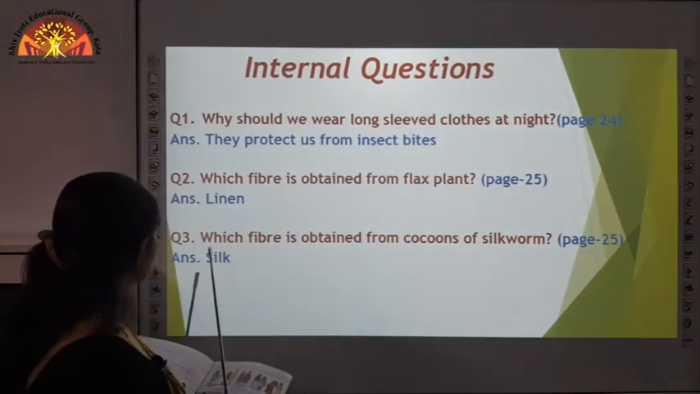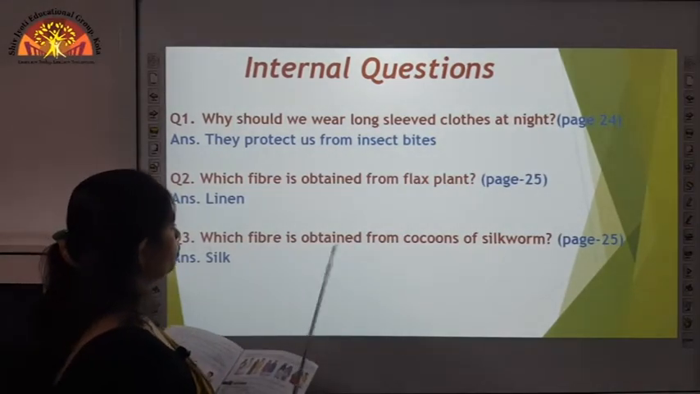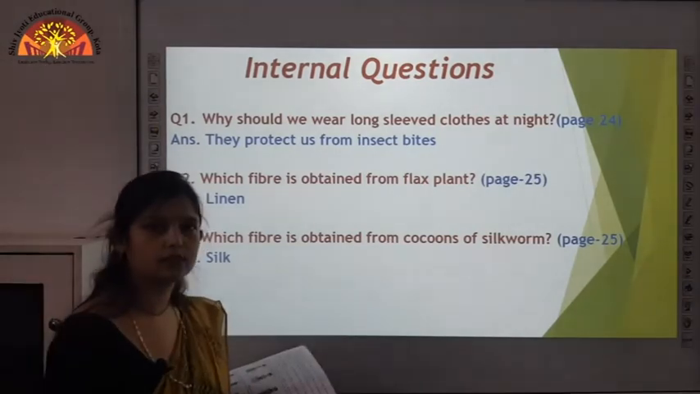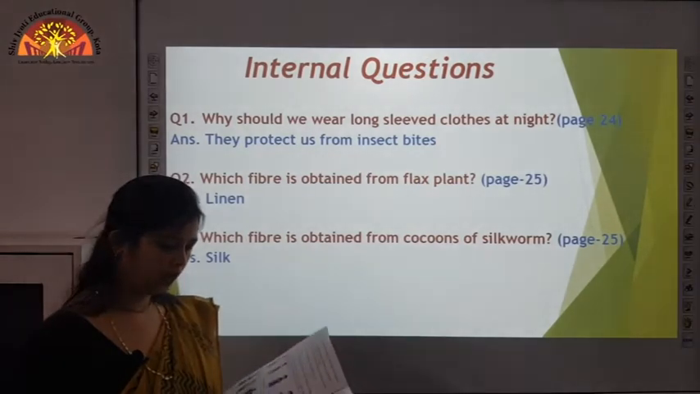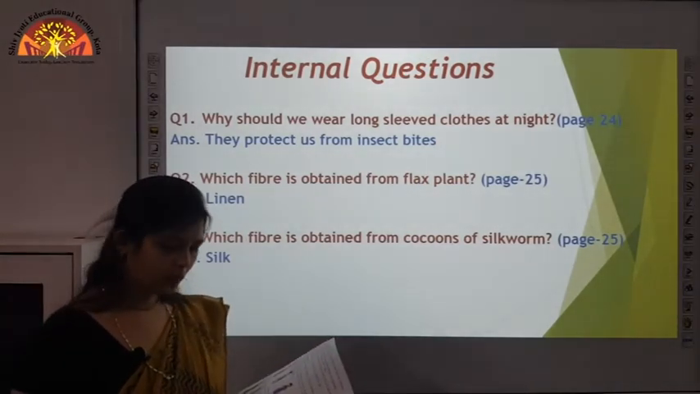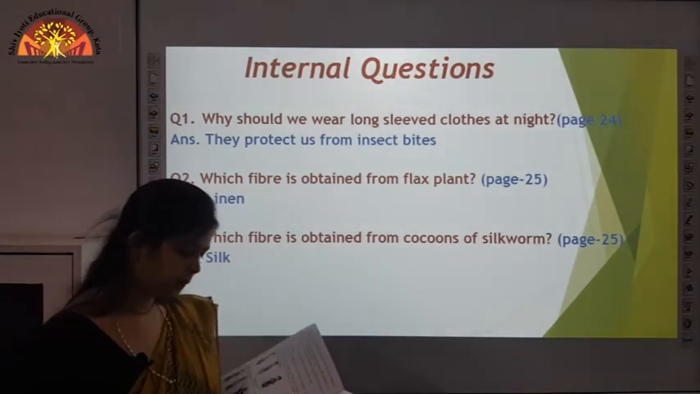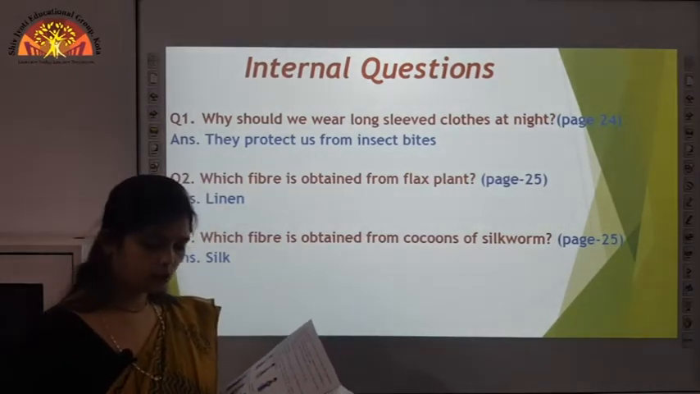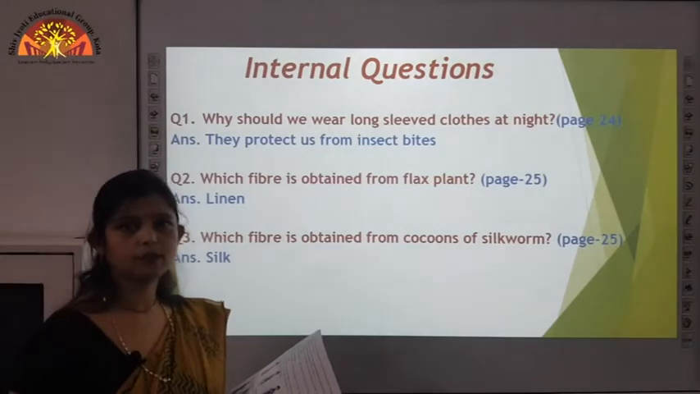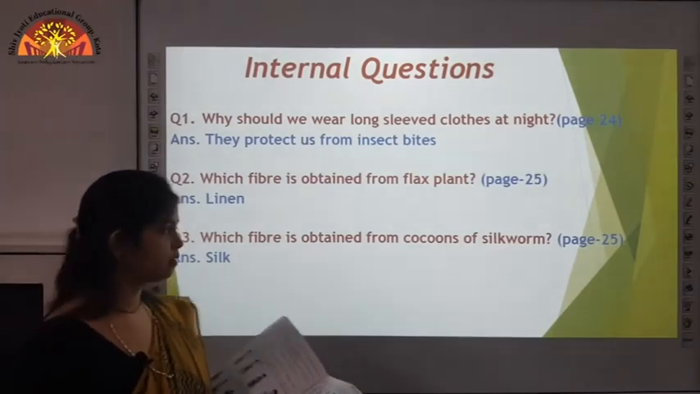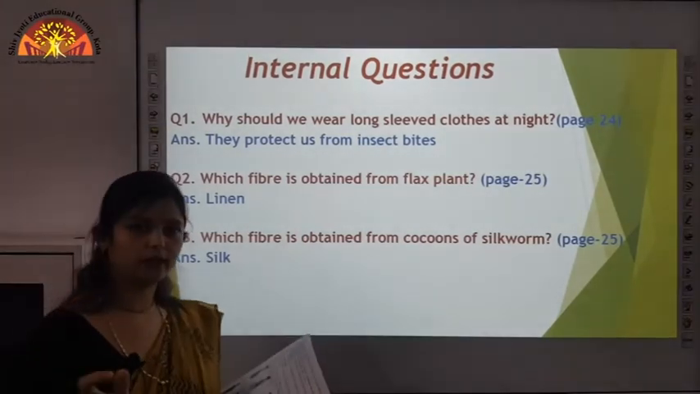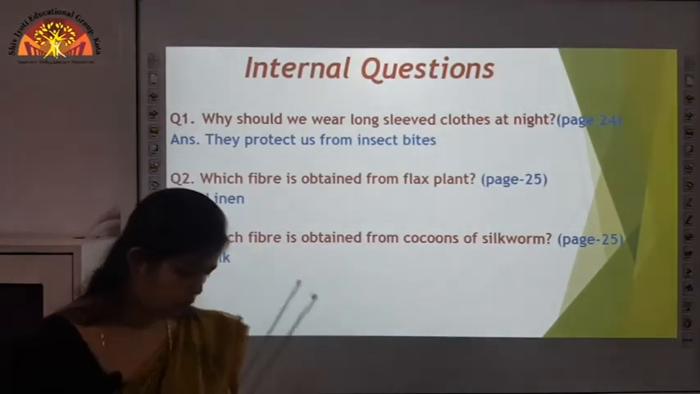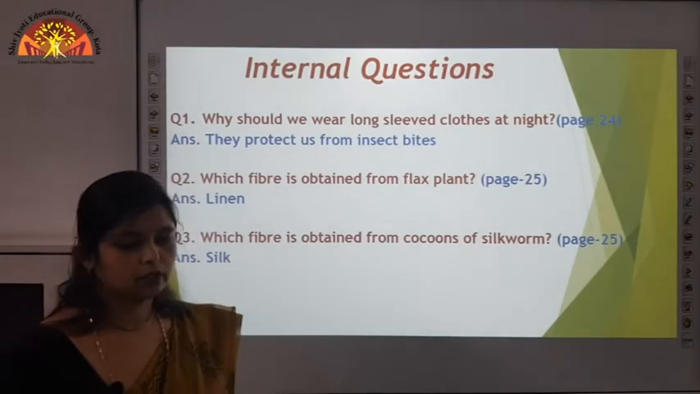Then third question is, which fiber is obtained from cocoons of silkworm? Again, it is given on the same page, page number 25. In the same last paragraph of this page, you can see the last line, underline this line: silk is obtained from cocoons of the silkworm. So this is the answer to third internal question, and you can write the question below that paragraph. Okay, so this was about the internal questions.